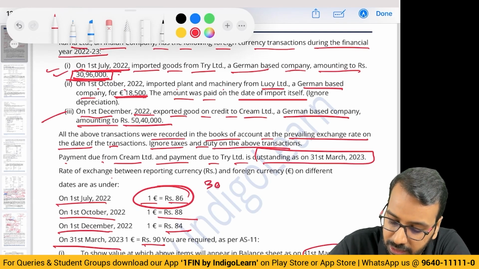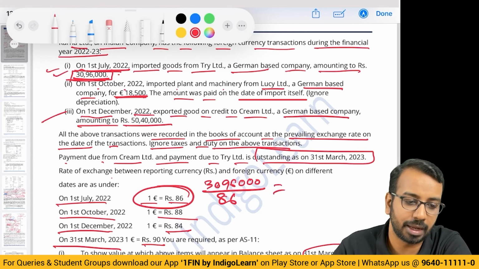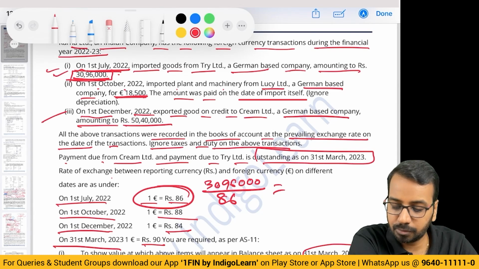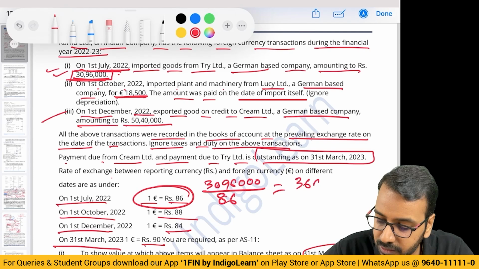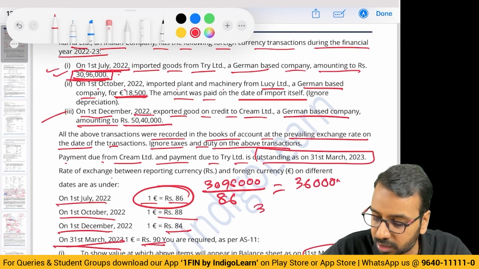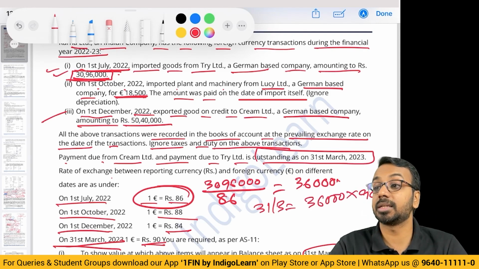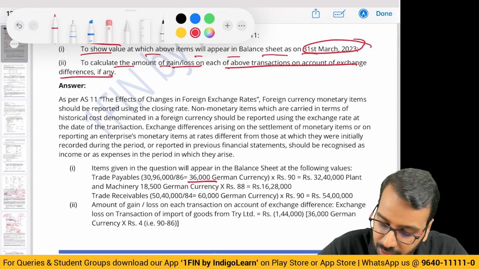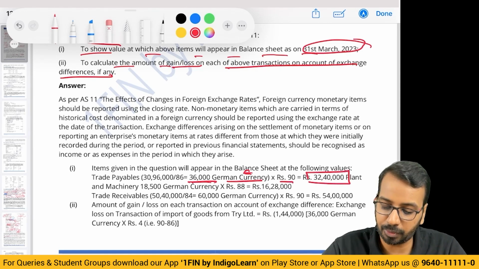How much is sold? 30,96,000 is sold. How many euros? Divide by 86, so you will get the euro value. That is 30,96,000 divided by 86, 36,000. Then on 31st March, rate is 90. So on 31st of March, you will show 36,000 euro into 90, 32,40,000. Okay, that is the first thing.